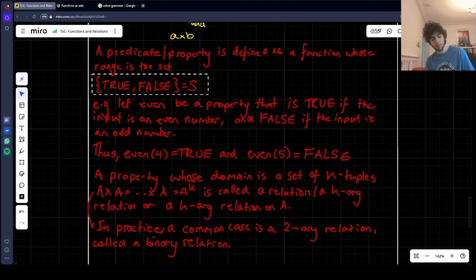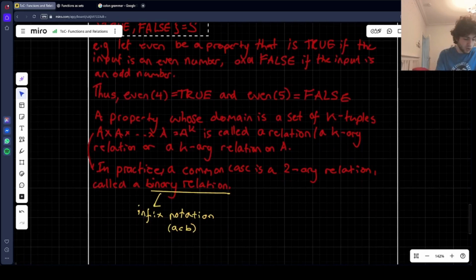We typically use infix notation to represent these, and we'll look at an example later. But really, an example could be something like A is less than B. This is a relation. Effectively, it's a two-ary relation, a binary relation, because you input an ordered pair, say AB in this case. Based on how this relation works, it's going to output either true or false depending on whether A is less than B or whether it isn't, because one of those two things has to be true. So we typically use infix notation to write about binary relations.